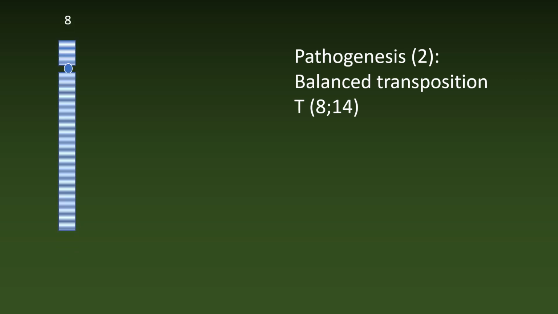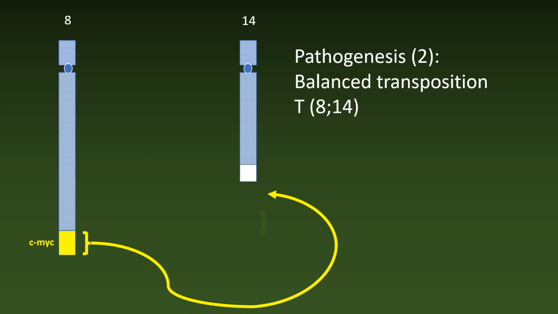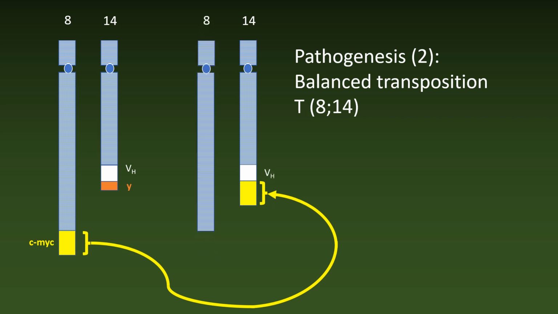The chromosomal change which causes Burkitt's lymphoma is a balanced translocation. Here we see again chromosome 8 with the yellow part containing c-MYC. During translocation, the sequences containing c-MYC insert distal to VH on chromosome 14, whereas the Y sequence, which was originally on chromosome 14, attaches to the remaining stump of chromosome 8.